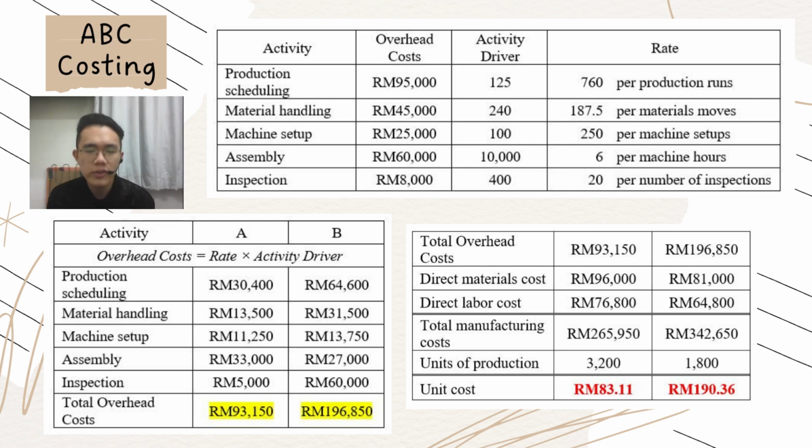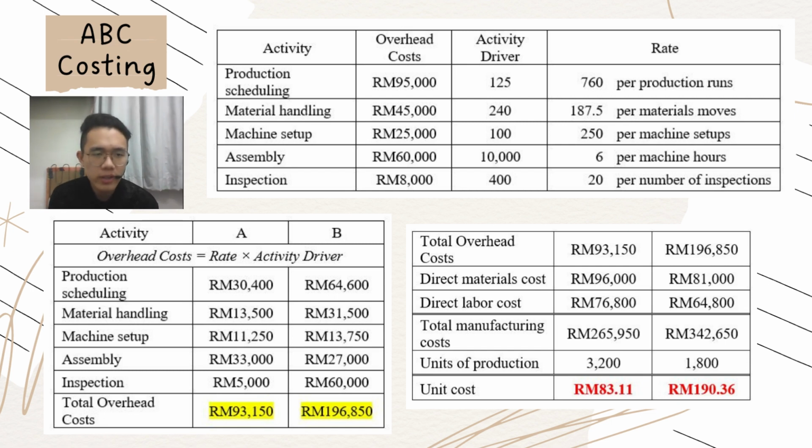After we have calculated the rate for all types of activity, we need to use the rate and multiply by their own activity driver, and then we can get the overhead cost. For example, for the production scheduling activity, we are using the rate, which is 760. We will multiply it by their own activity driver and then we will get the overhead cost for the A product, which is 30,400. Same goes to product B, we get the overhead cost, which is 64,600, after we multiply the rate with the activity driver.